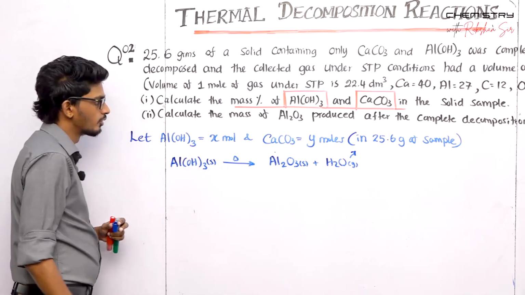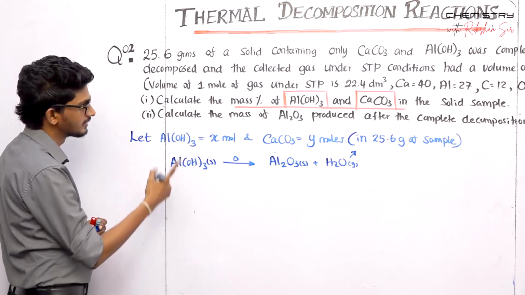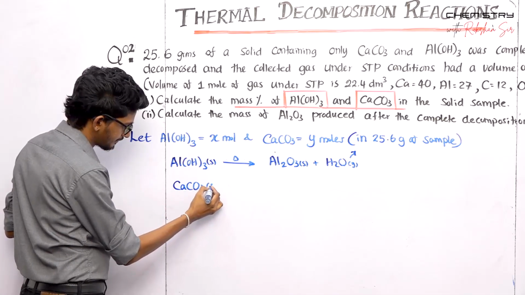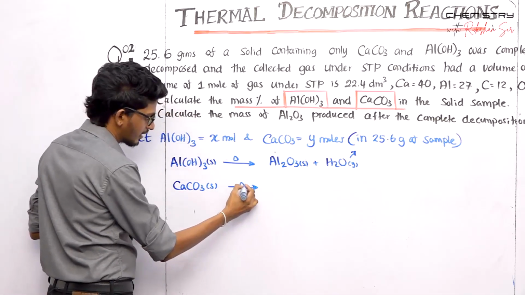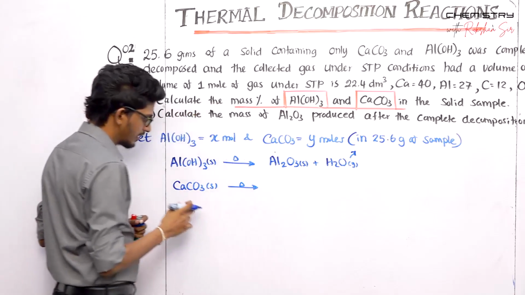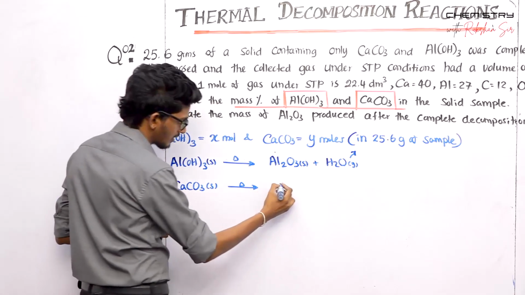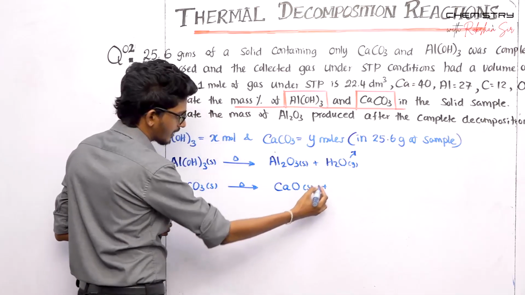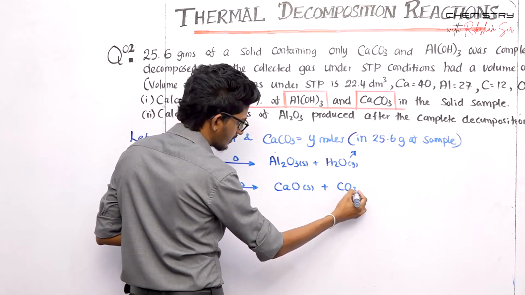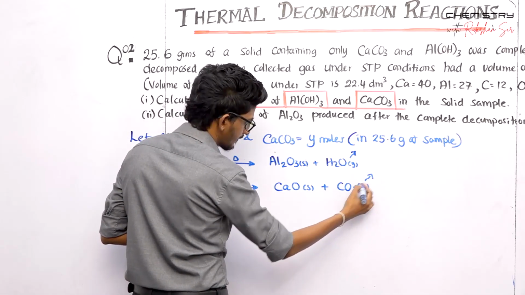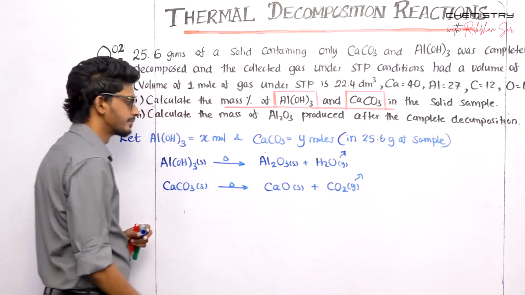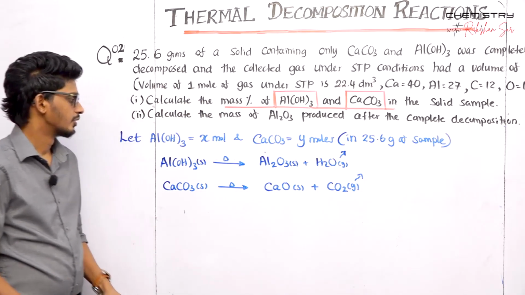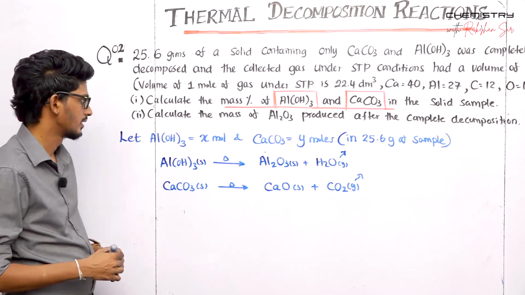So what about the calcium carbonate? The second one is the calcium carbonate. That decomposition will give you calcium oxide and the carbon oxide, which is carbon dioxide. Those are the two reactions.